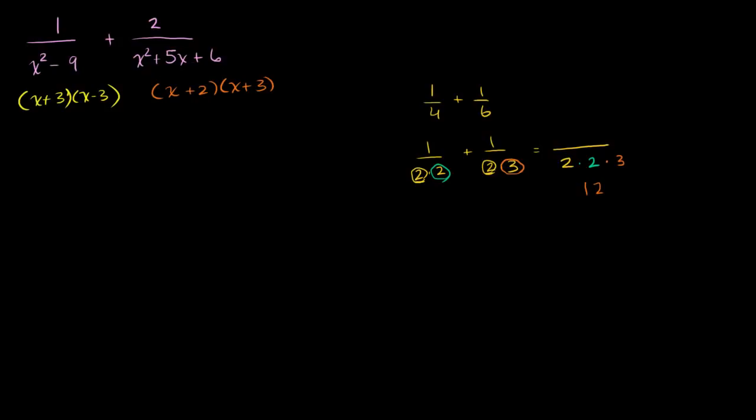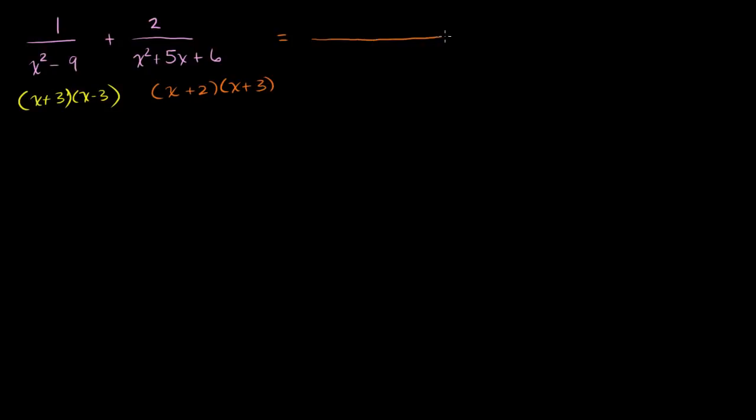So what's going to be our common denominator? Let me clear up this real estate over here. Our common denominator is going to have an x plus 3 in it, and that takes care of this x plus 3 as well. It's going to have an x minus 3 in it. And it's going to have that x plus 2 in it.